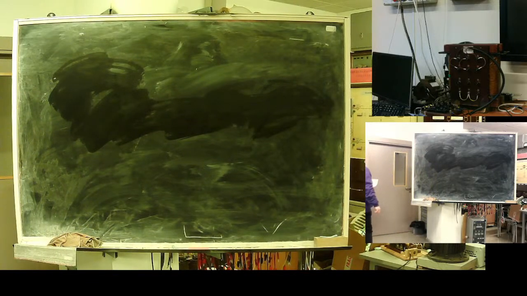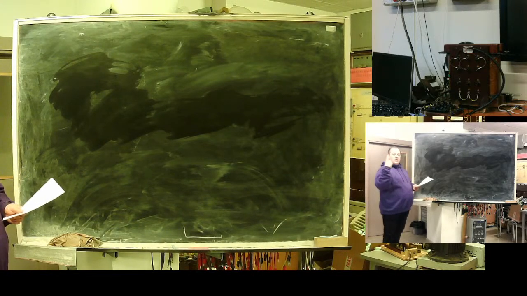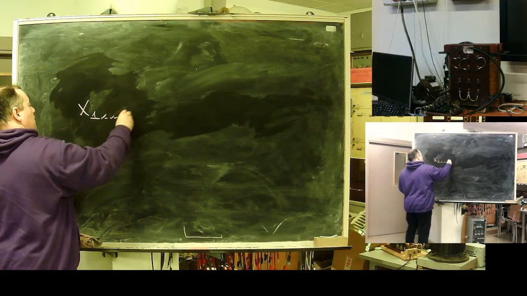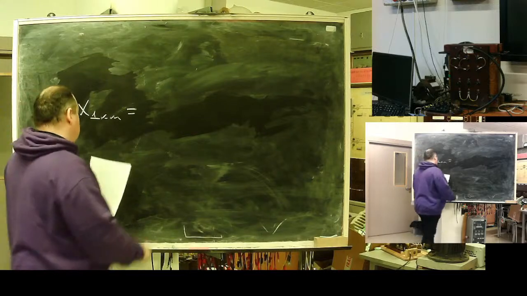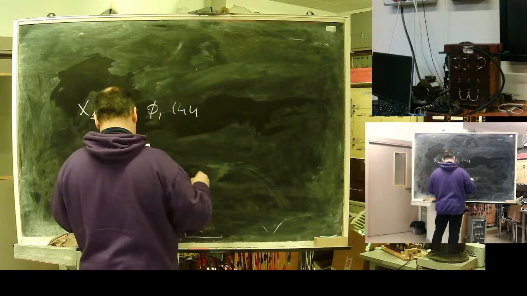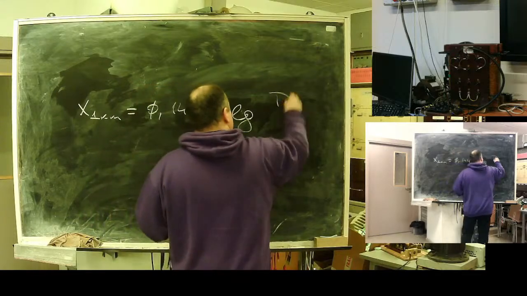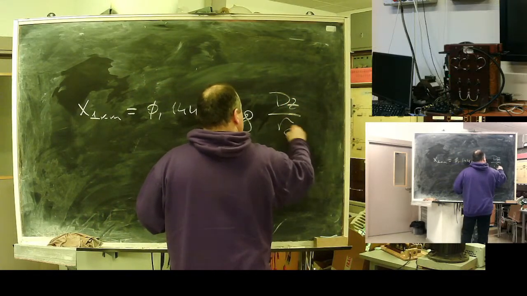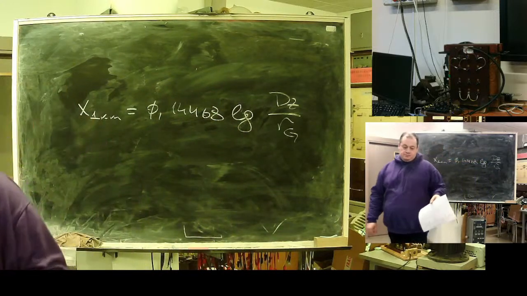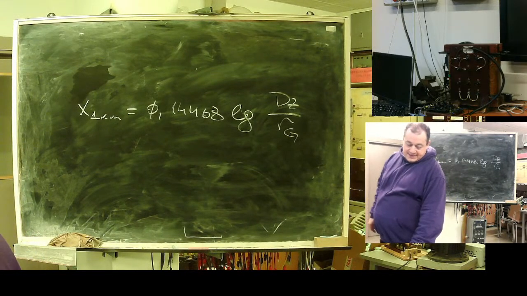When it's more practical for us, obtain 1 kilometer resistance. 1 kilometer we can write as 0.14468 decimal logarithm by GMR. But that's not all.